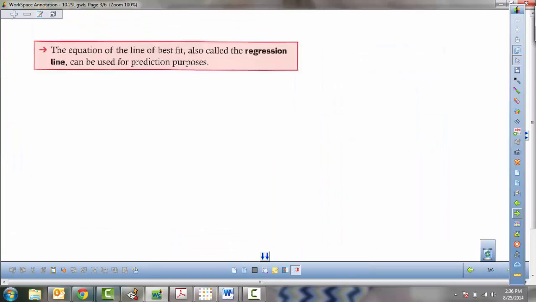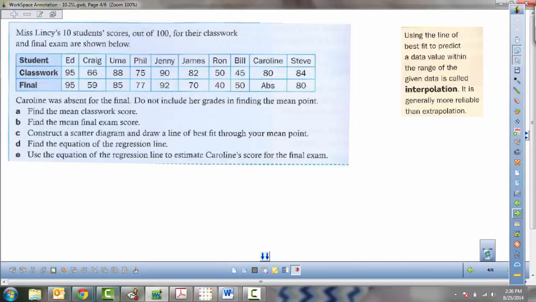So what we're looking at is a regression line. It's the equation for the line of best fit. This is why we want our line of best fit to ideally go through one of the other data points, but it doesn't have to. And we're going to use this regression line to help us make predictions for other data values that might not have been collected. So here we have a class of 10 students for their classwork and their final exam score.